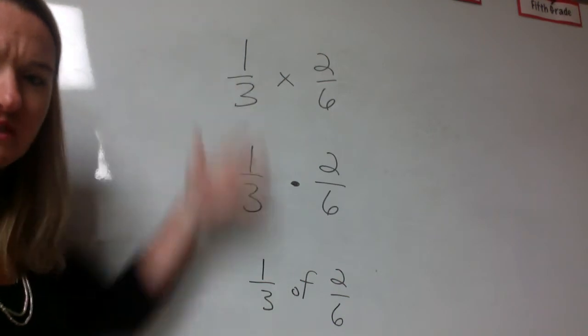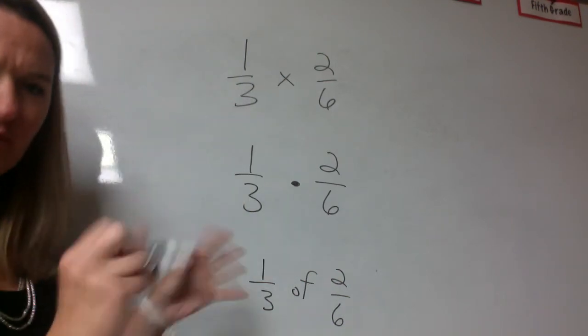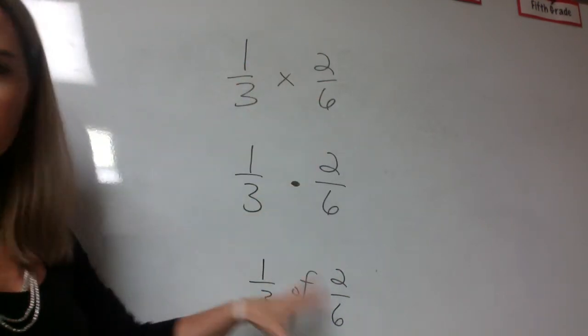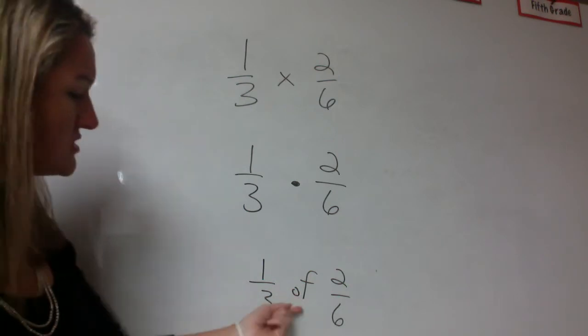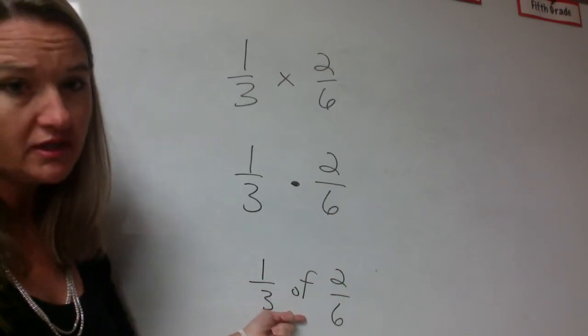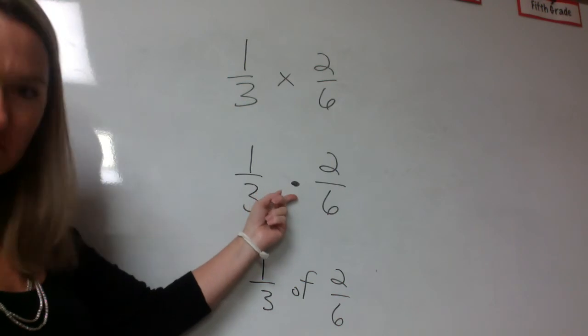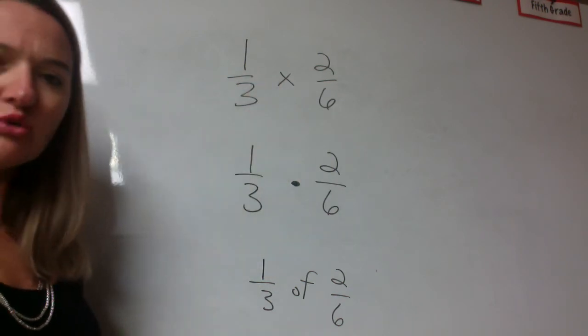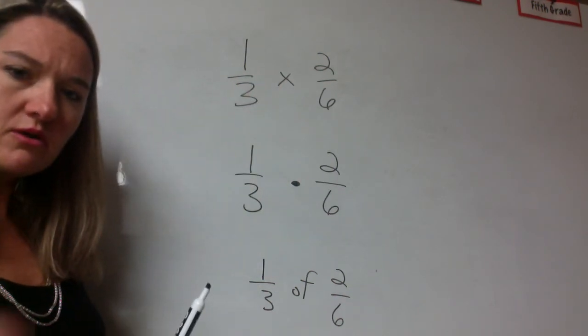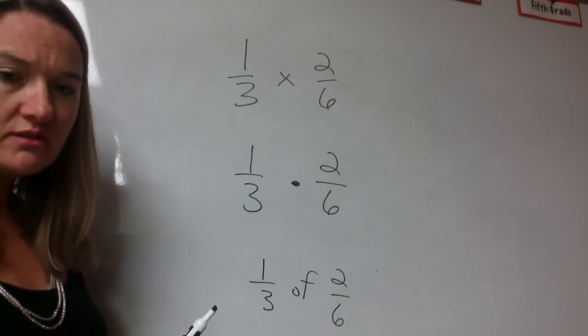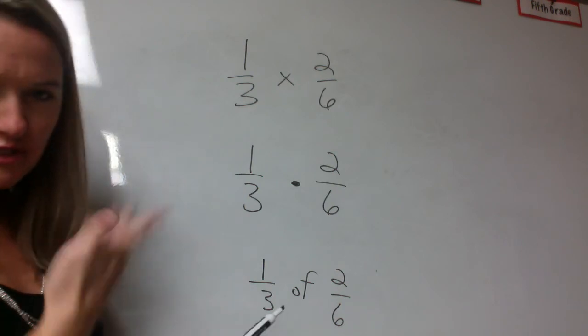Okay, all of these mean multiplication. They'll probably just alternate these just to make sure you're paying attention. But anytime you see the word of, it's implying multiplication. That dot is multiplication. Okay, so if you see it written any of those 3 ways in your assignment, just multiply like I showed you before.